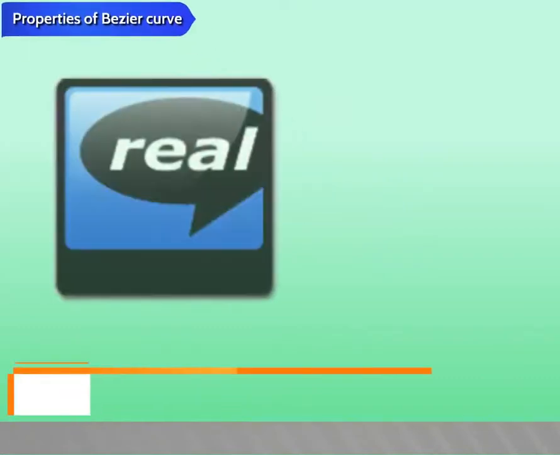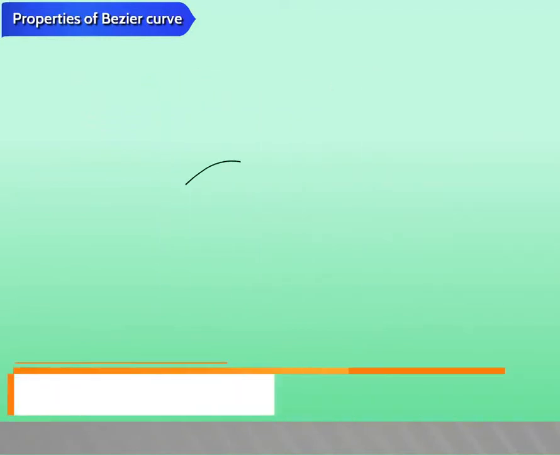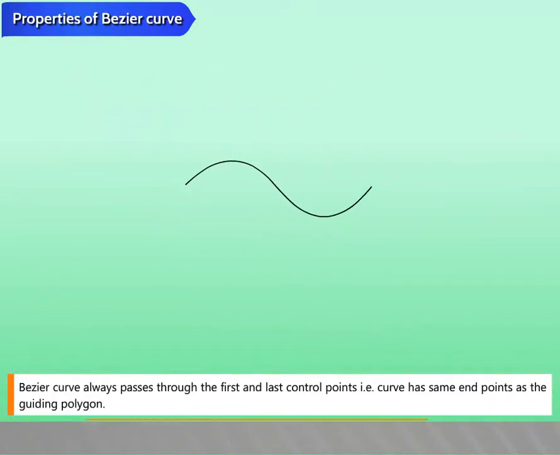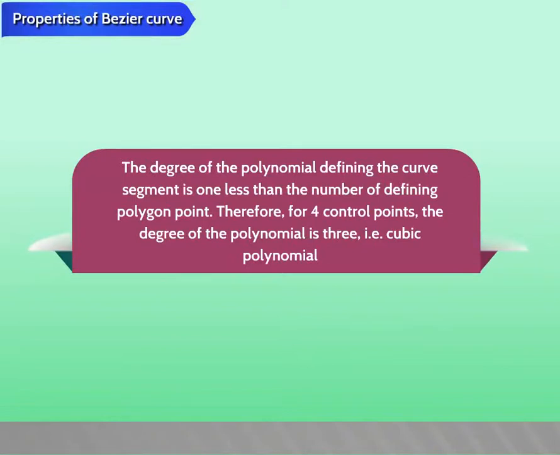Properties of Bezier curve. The basis functions are real. Bezier curve always passes through the first and last control points, that is, the curve has the same endpoints as the guiding polygon. The degree of the polynomial defining the curve segment is 1 less than the number of defining polygon points. Therefore, for 4 control points, the degree of the polynomial is 3, that is, a cubic polynomial.